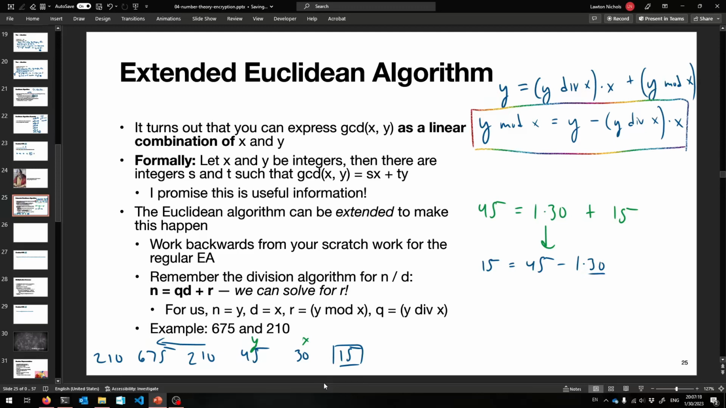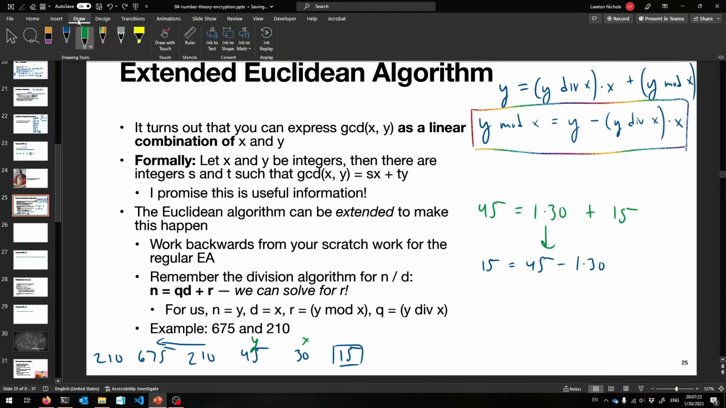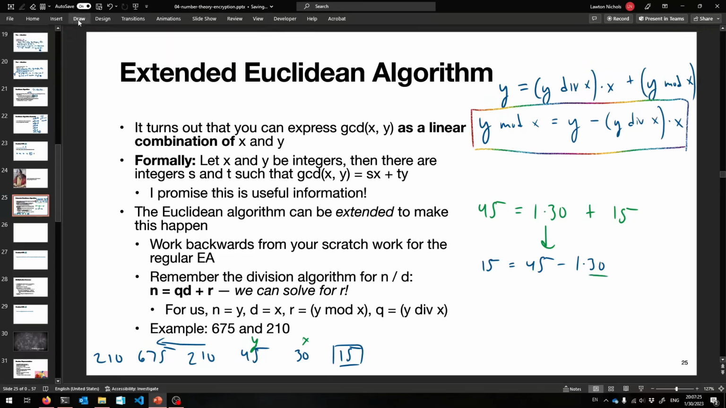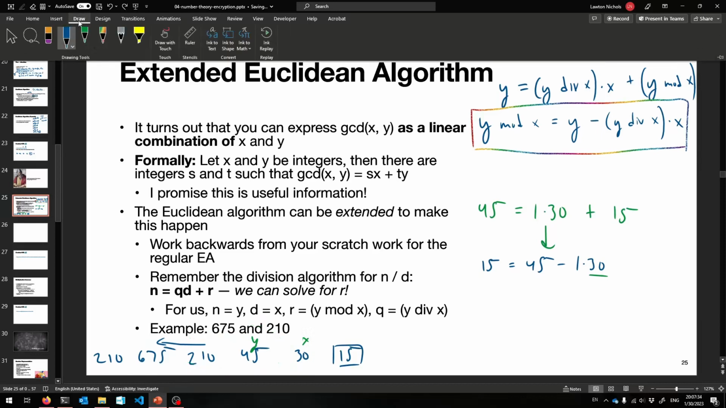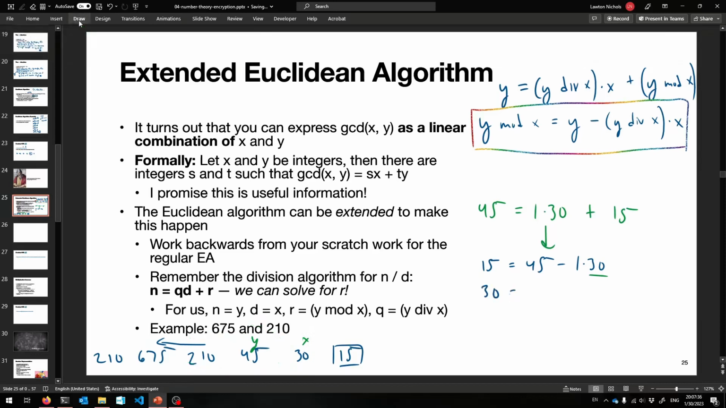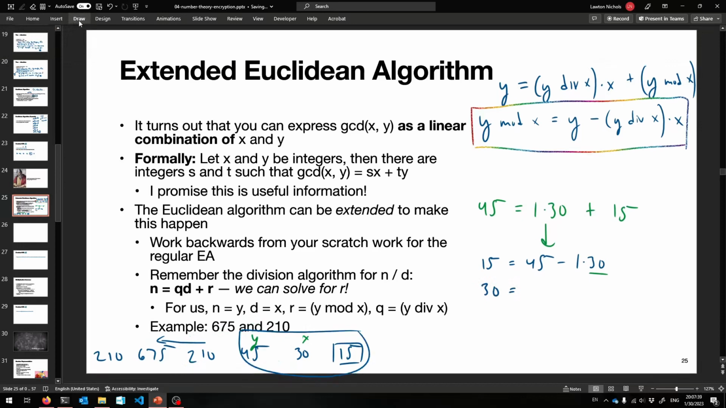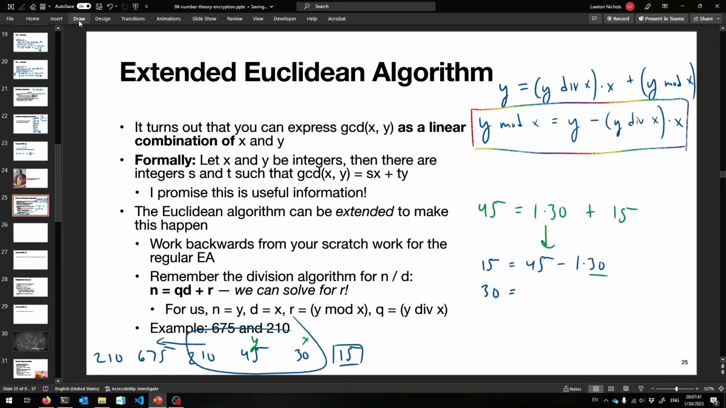30, I guess I can use a different color. 30, I also know how to get 30, because it was 210 mod 45. I can get 30 as a linear combination of 210 and 45. Can't I? Using that equation again. So let's do that. I'm just going to have a bunch of equations involving these three things, then I shift over, these three things, then I shift over, then it's these three things. It'll all keep working.